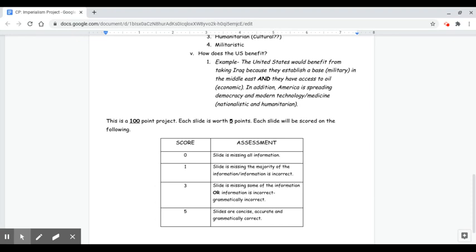If it's missing some information or you have some grammatical errors, in other words, you don't capitalize the name of a country, you use THERE instead of THEIR, that would be a 3. And then if everything is correct and accurate, you would get a 5. Each slide will be scored this way.